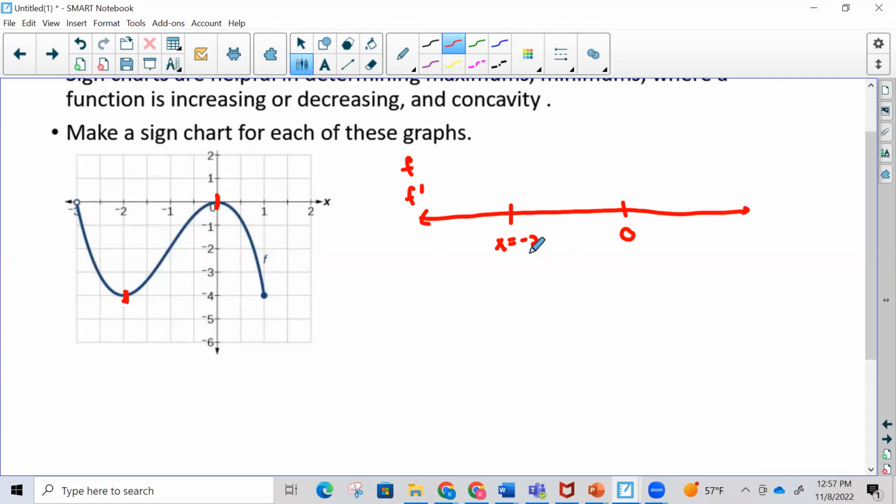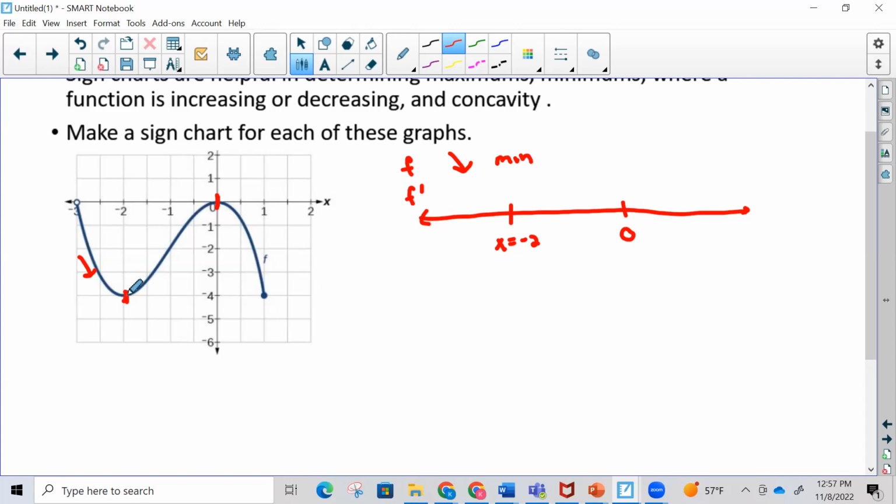So for these x values, we're going to ask what's happening in each of these intervals. This is saying before -2, what is happening? Before -2, my function is decreasing. Whenever we say it's decreasing, we put a down arrow. And then at -2, we know that that is a min. So I'm going to put min.